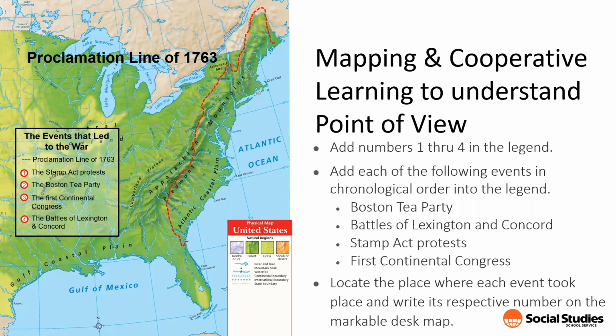In chronological order. Then they would locate the approximate place where each event took place and write its respective number on the markable desk map. As you see there, there's 1, 2, 3, 4 going in where those events took place.